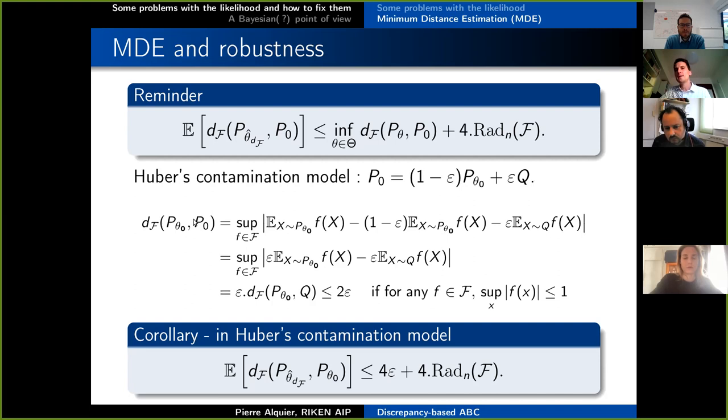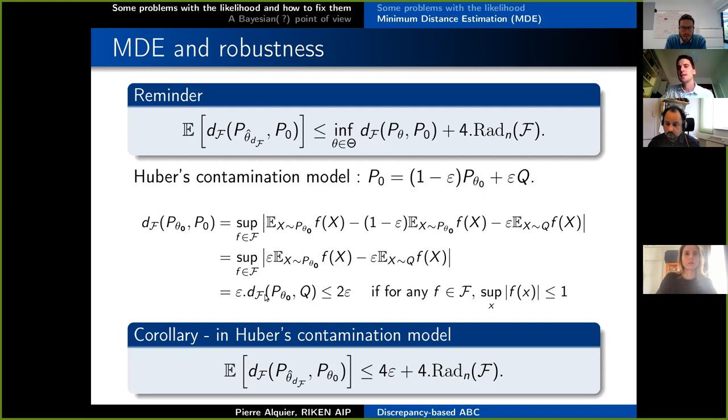you can write it as a sup of the distance between P theta naught and P naught. So you can write it as a sup between the expectation of f of X under P theta naught minus the mixture of these two expectations. If you just rearrange terms, you see that this is proportional to epsilon times the distance between P theta naught and Q.